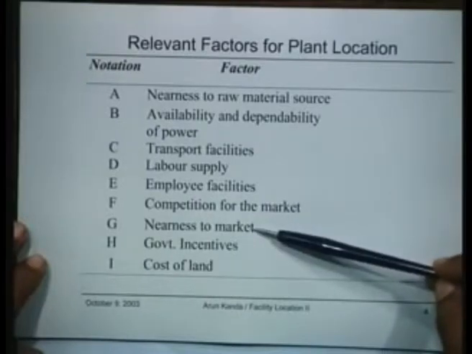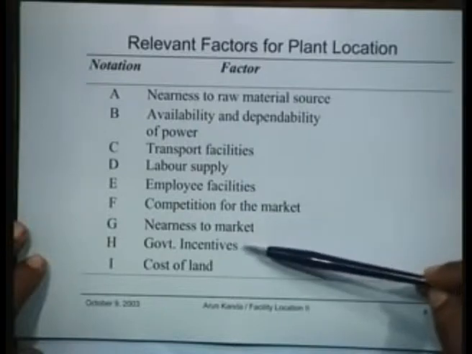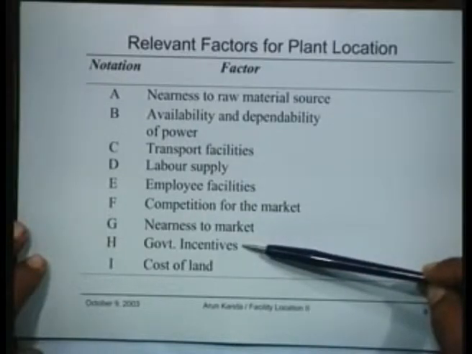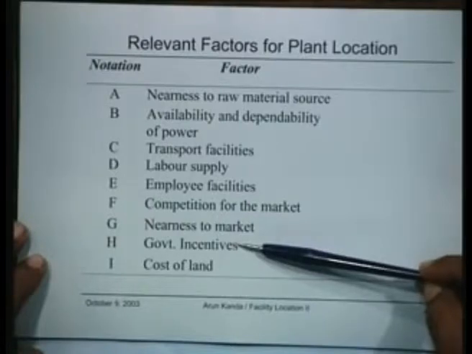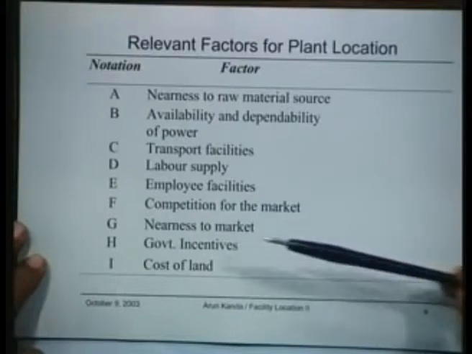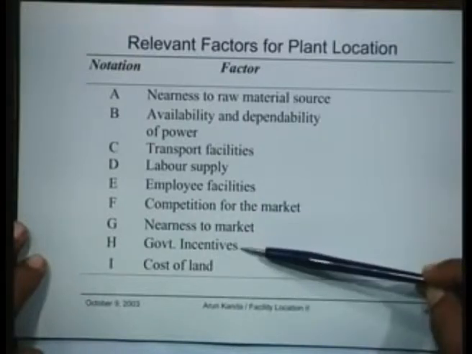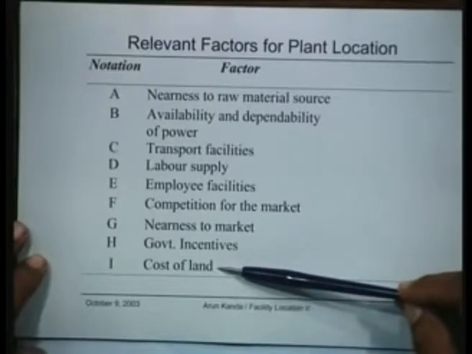So competition, the lesser the competition for the market, the better it was. Nearness to market was considered another important factor. Government incentives. You know, typically the government might want to give certain kinds of incentives for certain locations, maybe to encourage development of certain backward areas, or those kinds of things. So these are the kinds of incentives that are available. And then finally the cost of land at that particular site which you are considering. In fact, you see that these factors are almost generic. In any plant location problem, you would have to consider these various factors. The only thing that would happen is that the relative importance you might give to these factors could vary depending upon the nature of the plant.